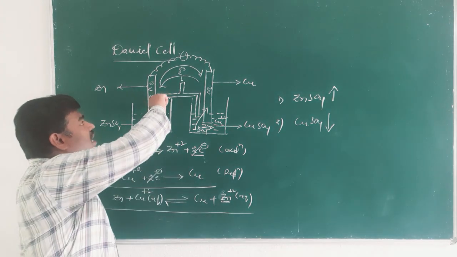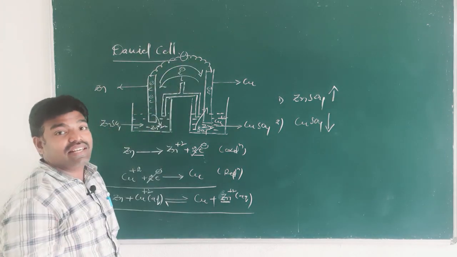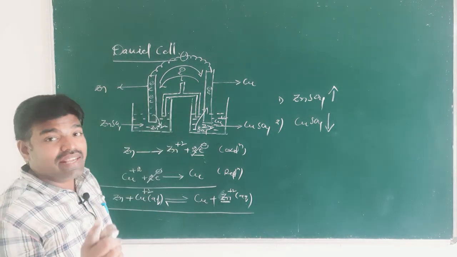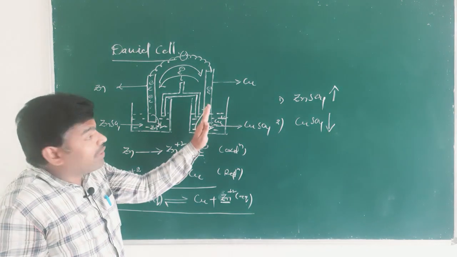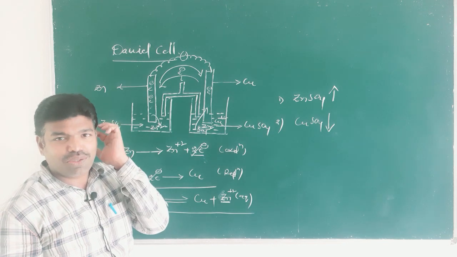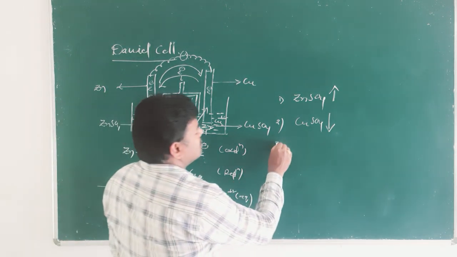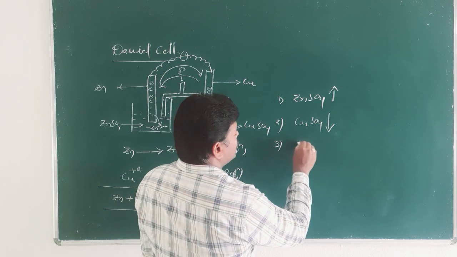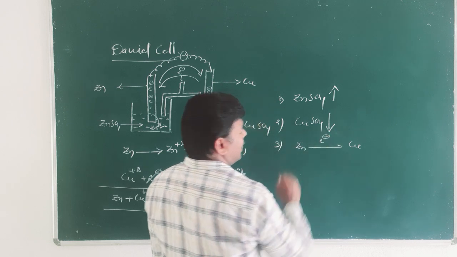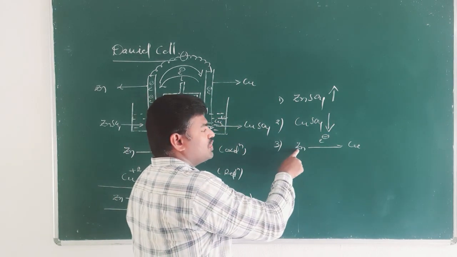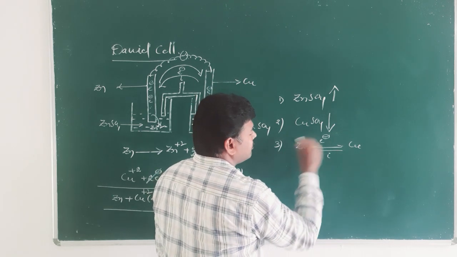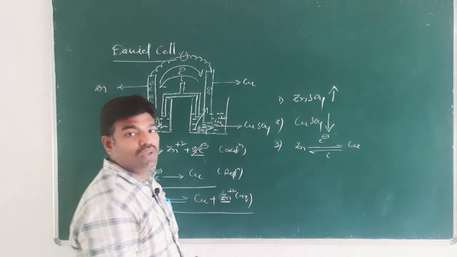And there is a flow of electrons from left to right, that is, zinc to copper, and the electric current is from right to left. So there is a flow of electrons from zinc to copper, and the current is flowing from copper to zinc.